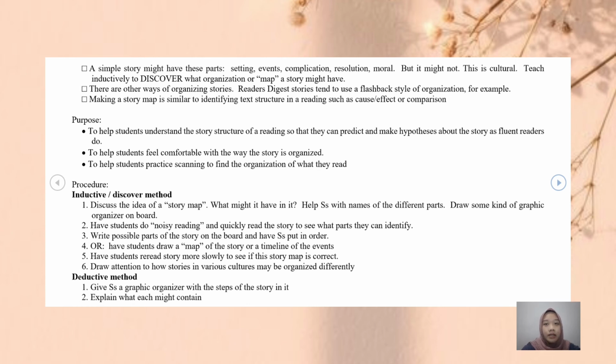The purpose is 1. To help students understand the story structure of a reading so that they can predict and make hypotheses about the story as fluent readers do. 2. To help students feel comfortable with the way the story is organized. 3. To help students practice scanning to find the organization of what they read.